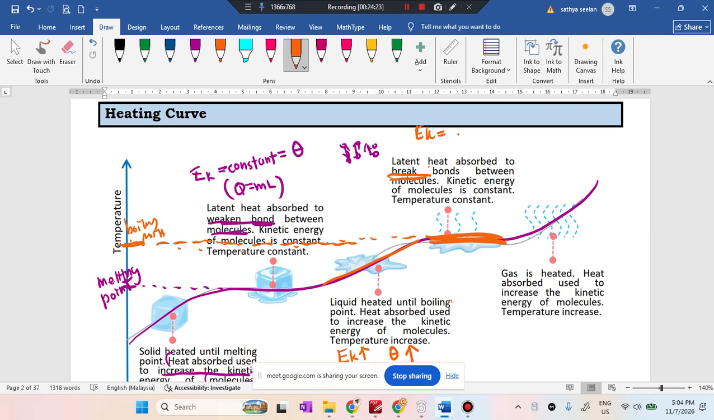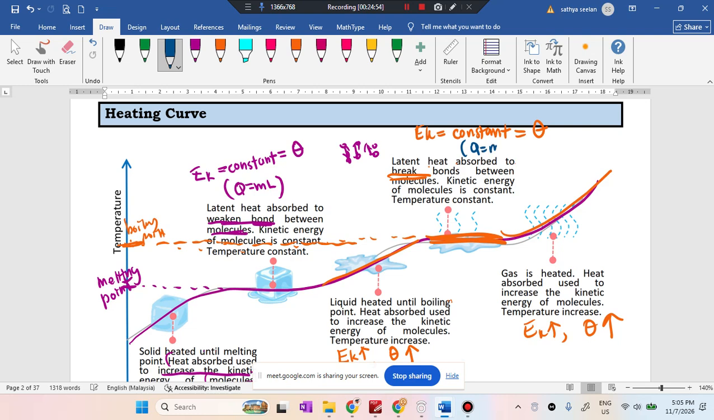Dia guna untuk break the bond. So, kinetic energy becomes constant here. So does the temperature. And finally, it becomes gas and rises up. So gas is heated. Heat absorbed is used to increase the kinetic energy. So the temperature increases.